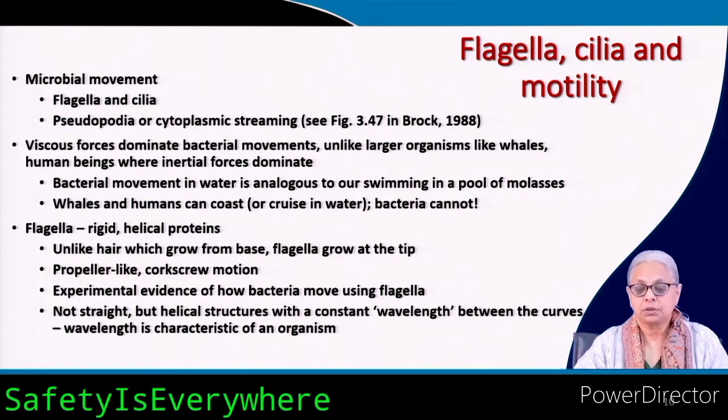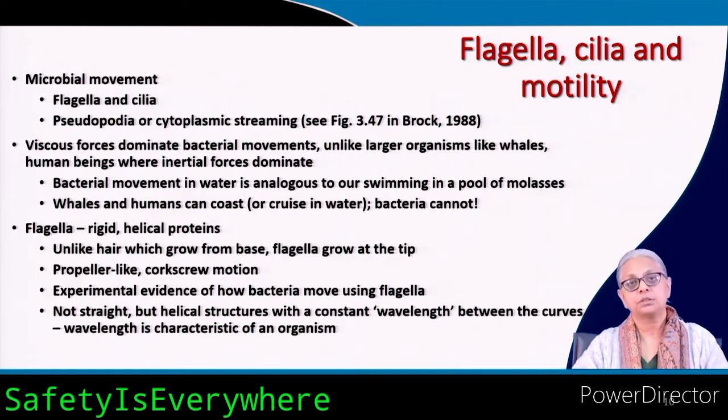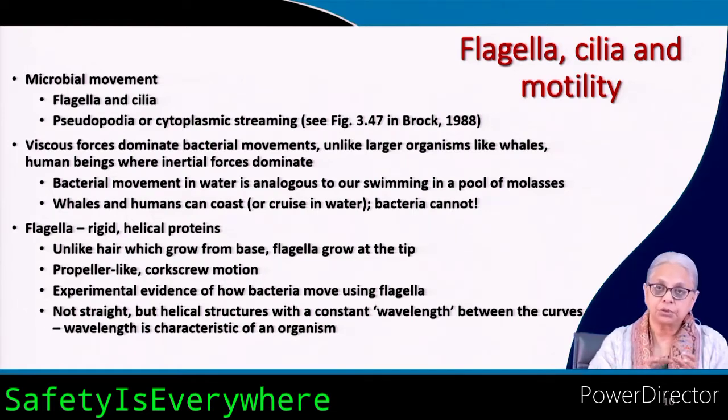Then we come to some other cell organelles: flagella, cilia and motility. Flagella are used for cell motility, as well as cilia. These two are the cell organelles that are used by several microorganisms for moving. And we also have another example of pseudopodia or cytoplasmic streaming. You can refer to some of the older textbooks, and there are examples of how amoeba creates a false foot and literally streams its cytoplasm in a particular direction to ingest food. So we are going to look at all these different ways of movement within microorganisms.